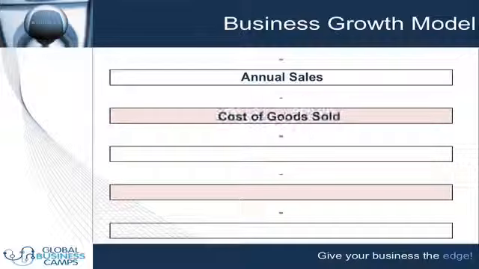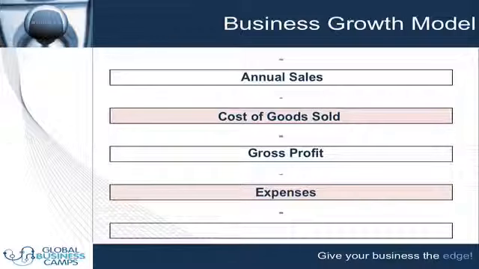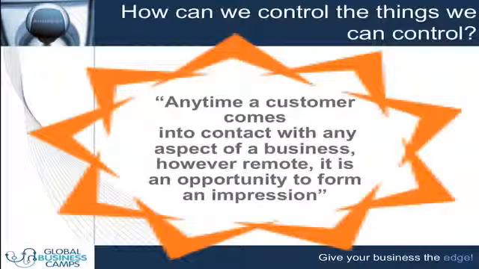Then you've got your less cost of goods sold. That will give us our gross profit. We then take away our expenses. That will give us our net profit. So when you look at your profit and loss that you pull out of your MYOB system, any other system, or provided to you by your advisors, look at it with the numbers, but look behind. Go through the process that we've just gone through. Look at your business growth model in your business. So the question is, how can we control the things we can control?